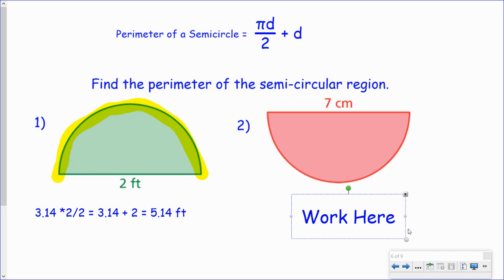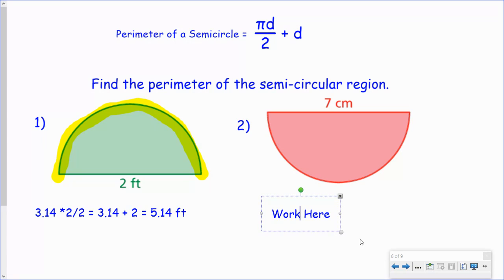All right. So we're going to do the same thing over here for this one. We're going to do the arc first. We're going to go ahead and do 3.14 times 7, pi times diameter, but then we're going to divide it by 2. I'm going to grab my calculator and type it in. And I get an answer of 10.99.